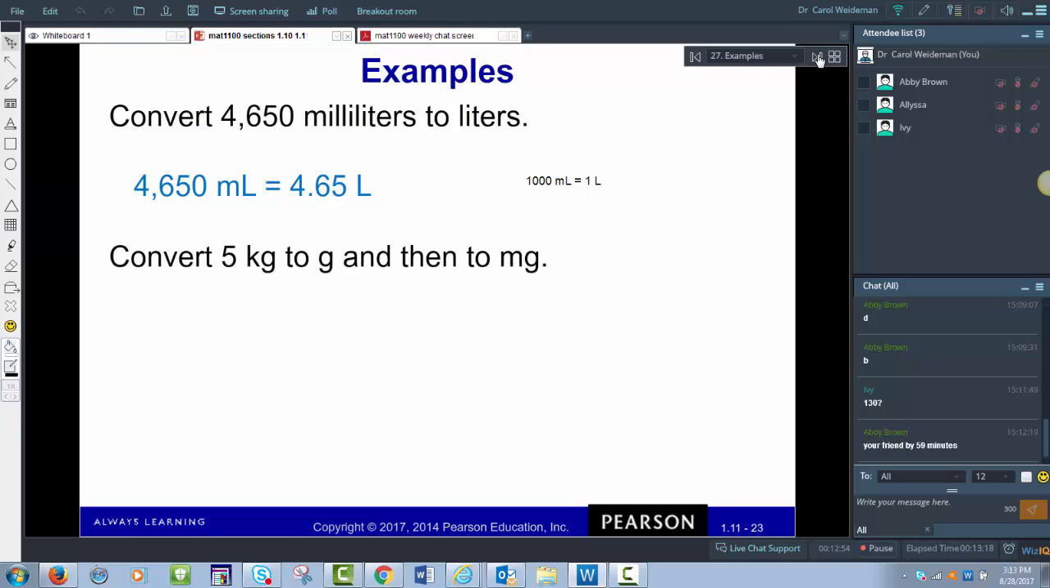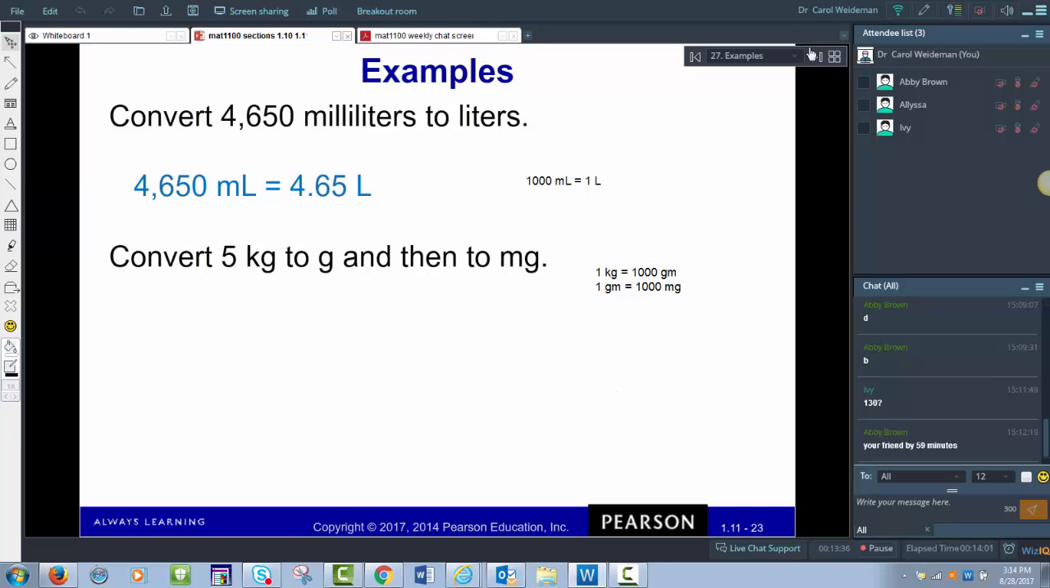All right, let's try another one. 5 kilos to grams to milligrams. Now we're going the other way. We're going from a large unit to a smaller and to a smaller. So I'm going to end up with a much larger answer. And what are your conversions that you can use here? Anybody want to look those up and tell me? Or does anybody know those conversions? How many grams in a kilogram? Okay, 1 kilogram is 1,000 grams, and 1 gram is 1,000 milligrams.